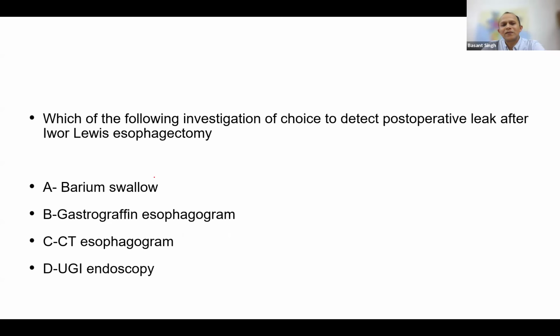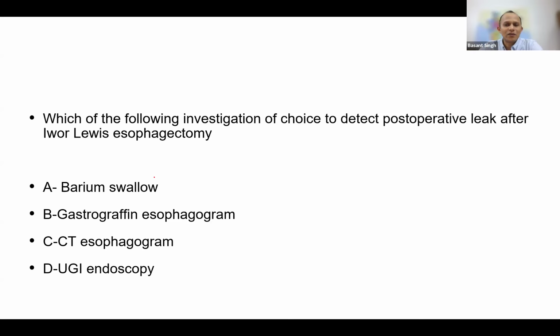But the problem with gastrografin is that if the patient is not very stable and if he aspirates, the patient will land up with pulmonary edema. No, gastrografin does not cause mediastinitis. Gastrografin causes pulmonary edema. Barium, if it leaks, causes mediastinitis. For CT esophagogram, what they say is that you use iohexol. Iohexol is the recommended agent for CT esophagogram, a water soluble contrast.